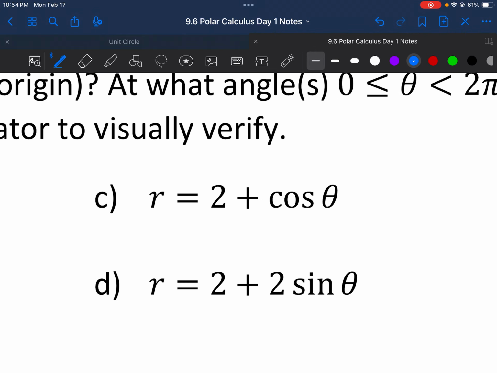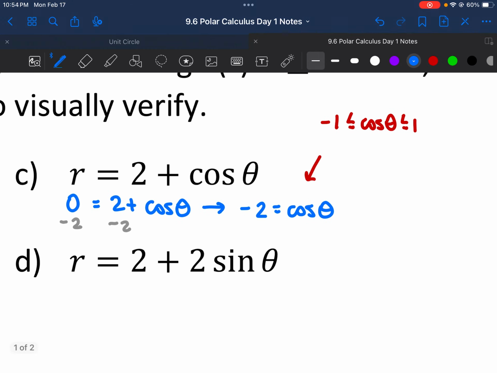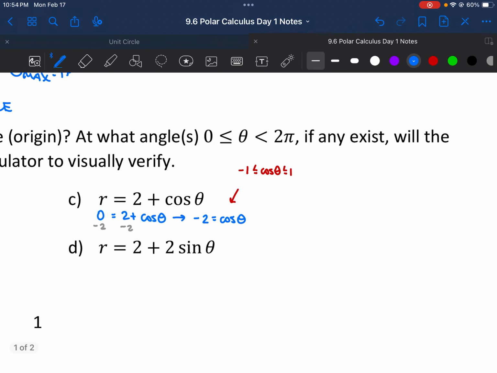Example C, same deal. When are we at the pole? We're at the pole when r is equal to 0. Go ahead and subtract 2 from both sides. Right. And now it says negative 2 equals cosine of theta. It's not possible for cosine of theta to equal negative 2. Remember that cosine of theta is restricted from negative 1 to 1. So, no solution. This is never at the pole.